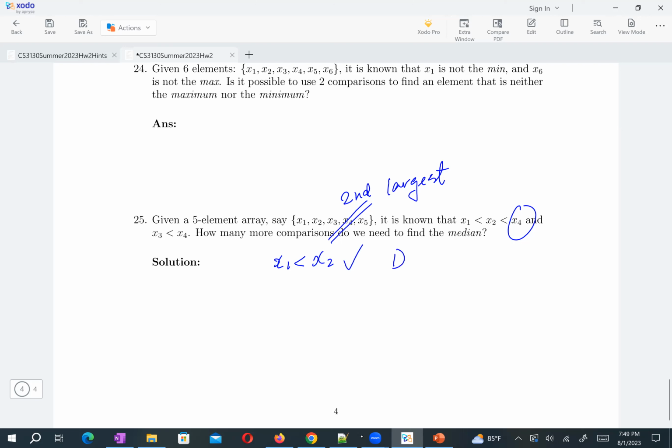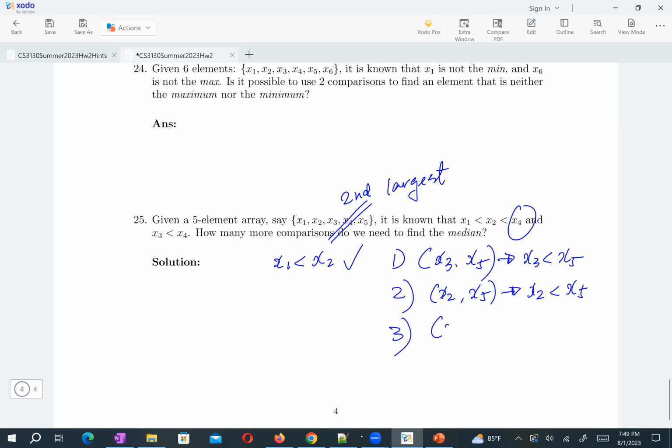The first comparison, you compare x3 and x5. One is smaller, another bigger, so you can assume x3 less than x5. Second comparison, you compare x2 and x5. You can also assume x2 less than x5, so x5 becomes the largest. The third one, compare x2 and x3. The larger one will be the median. So 3 more comparisons.